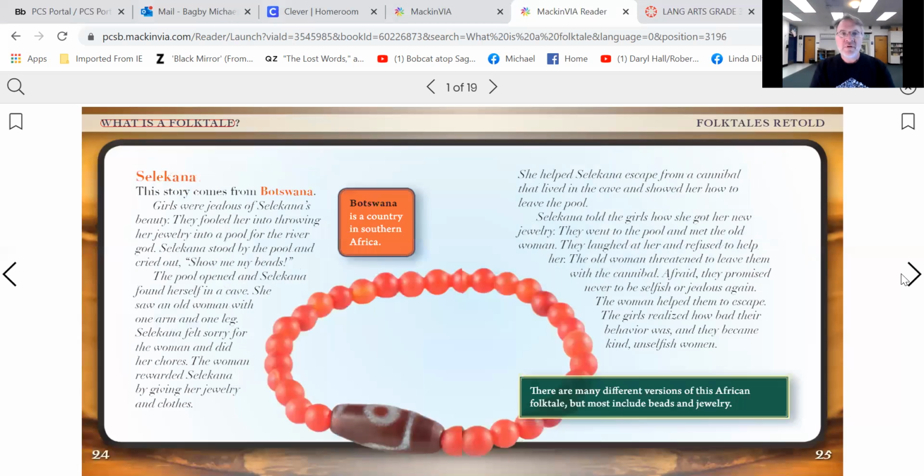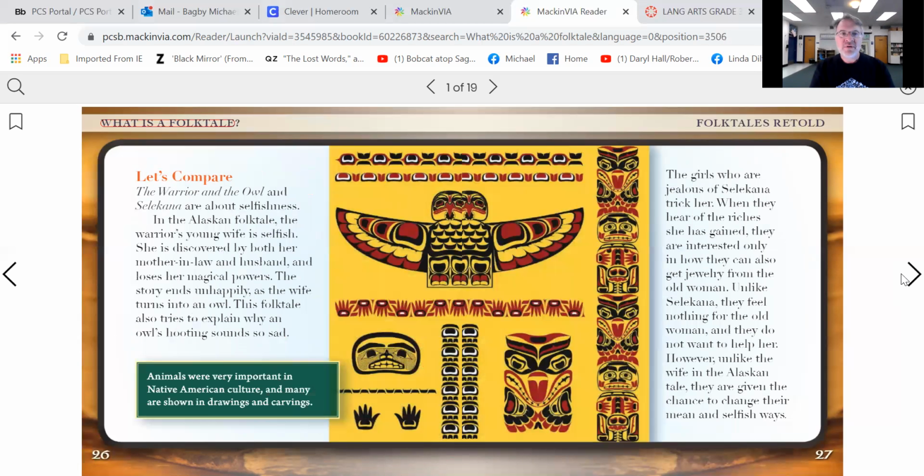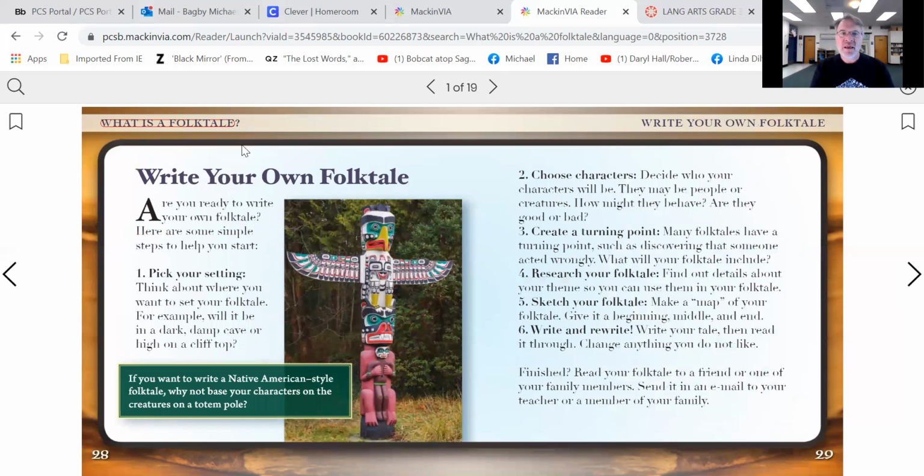All right, we have a couple more stories and then comparing. And then again, I'm planting a little seed. Write your own folktale. Be thinking over the weekend, what kind of folktale would you create? And again, this book is available for you. We're going to be using Mac and VIA a lot for the rest of the online school year, and even if we come back in.